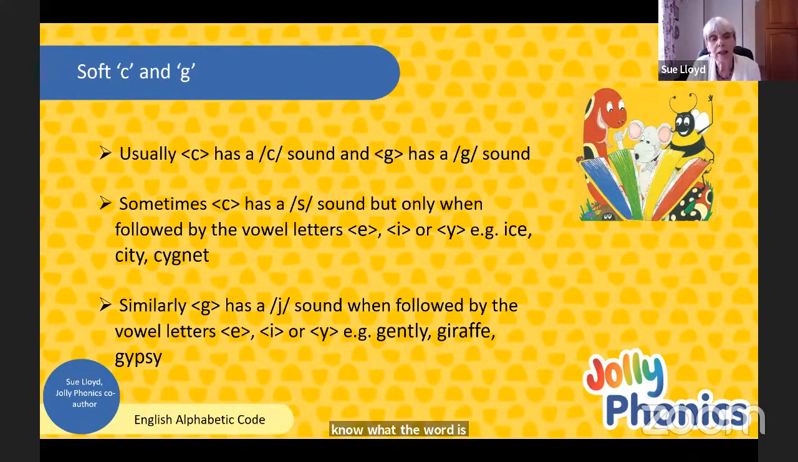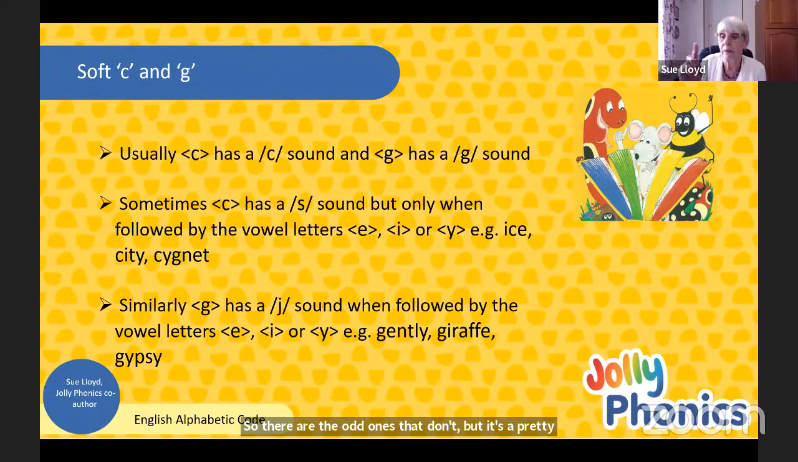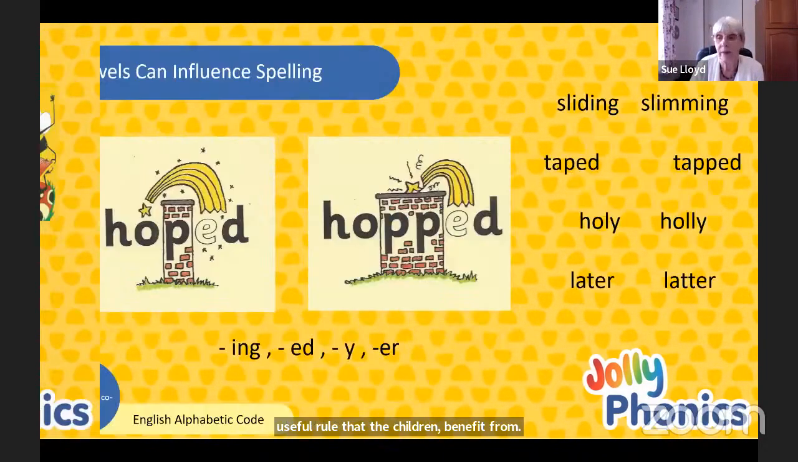It's the same with the G, the same 3 letters, E, I, and Y. If they come after that G, it doesn't have a G sound, it usually has a J sound. But that's for most of them. There is a word, the word get, and it doesn't apply, does it? So there are the odd ones that don't, but it's a pretty useful rule that the children benefit from. So if we can have a look at the next one.